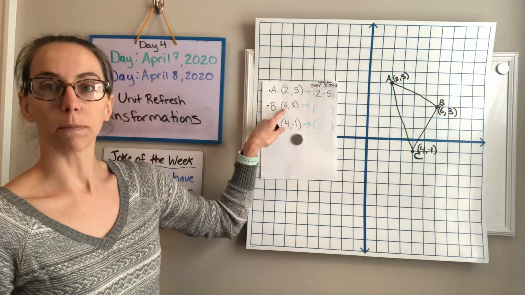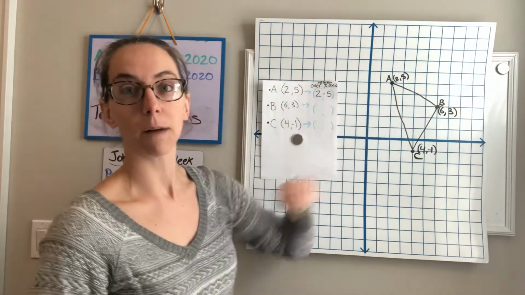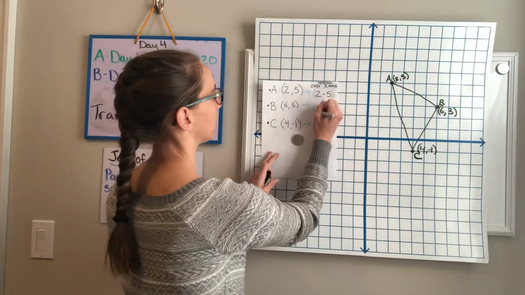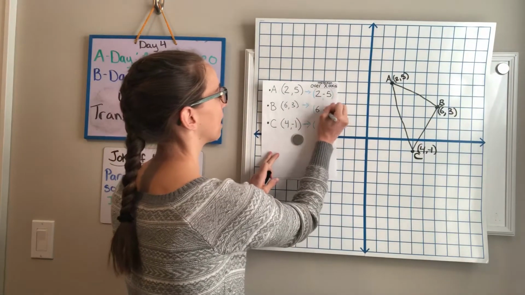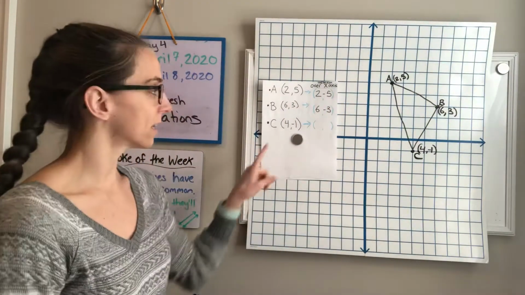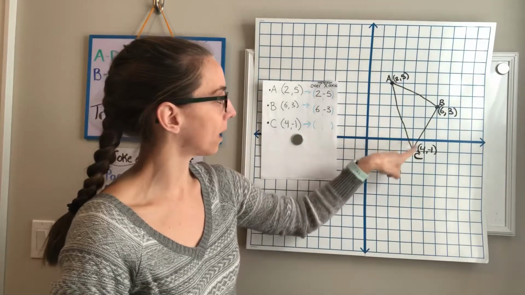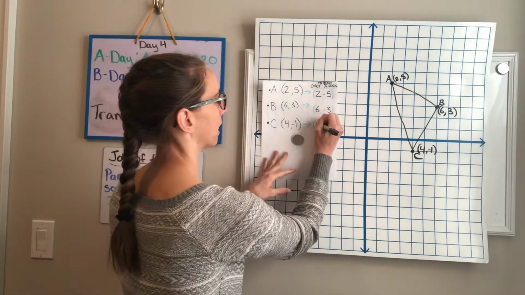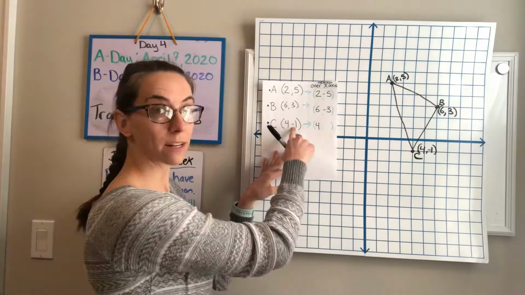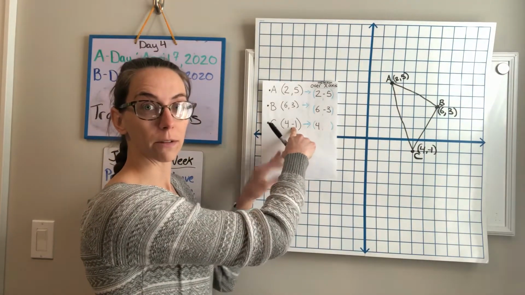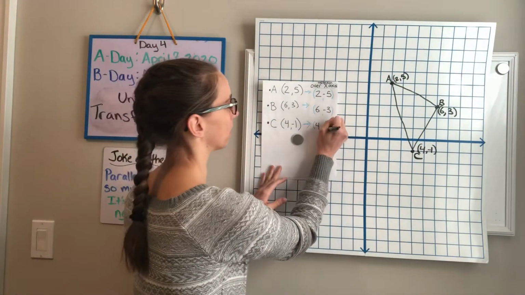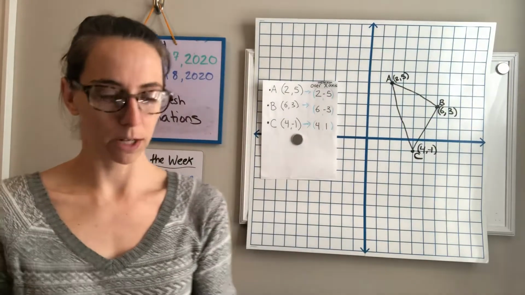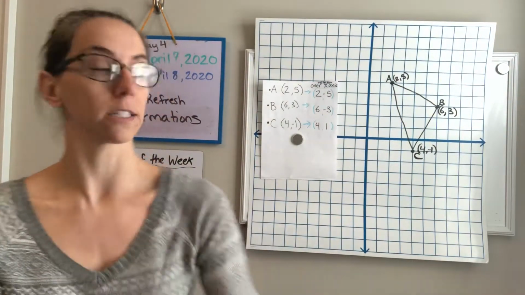Same thing happens with B. If that point is at 6, 3, my new point is going to be at 6, -3. And then lastly, C over here at 4, -1. My x value of 4 will stay the same, but -1, remember, the opposite of -1 would now be +1. So now that I have my 3 new points, I can reflect this figure.